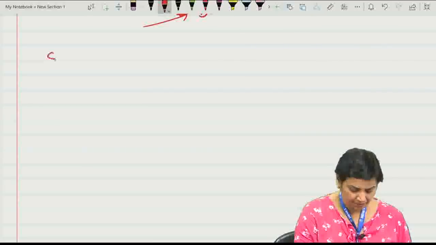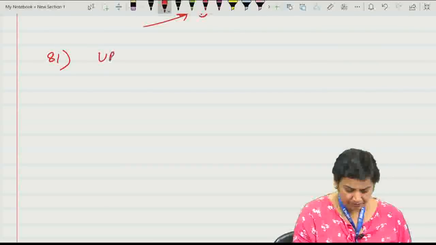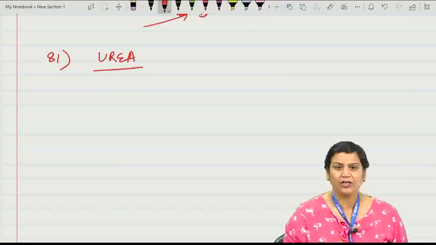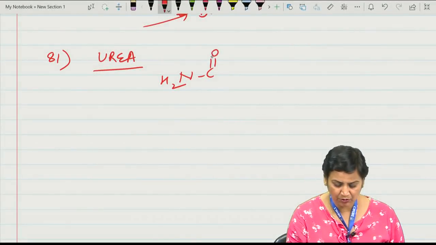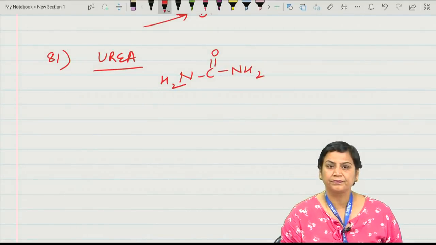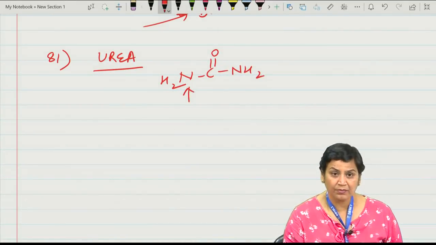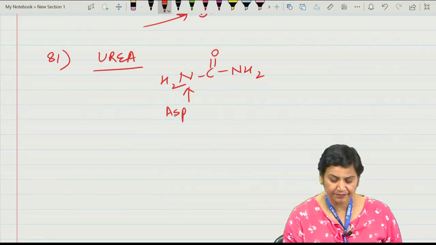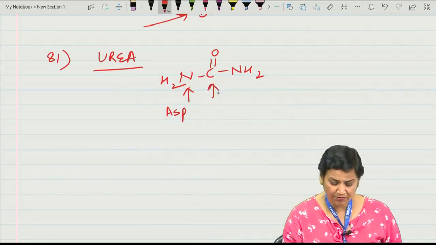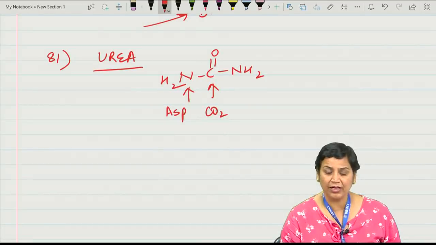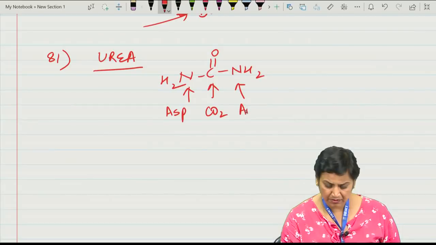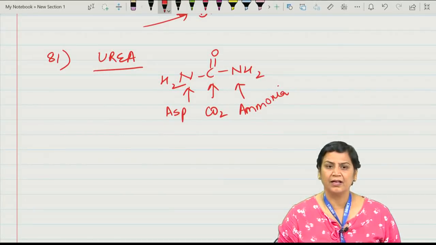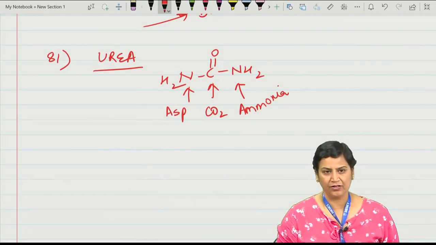See, the most important thing you should know is in urea cycle it is NH2 C double bond O NH2. This comes from aspartate. This comes from carbon dioxide or bicarbonate ions, and this comes from ammonia. Right. So these are the sources of carbon and nitrogen.